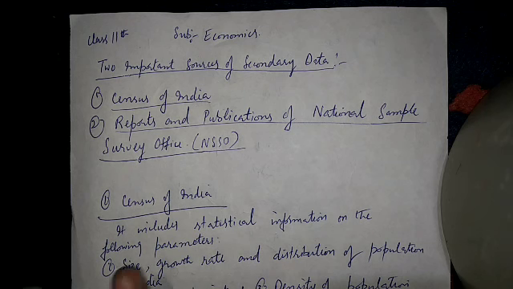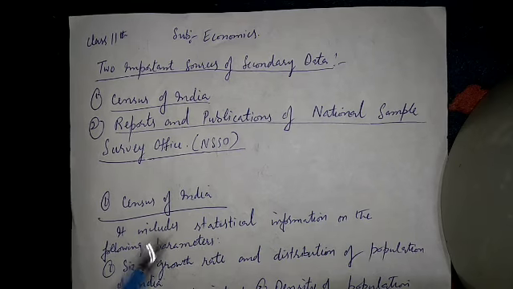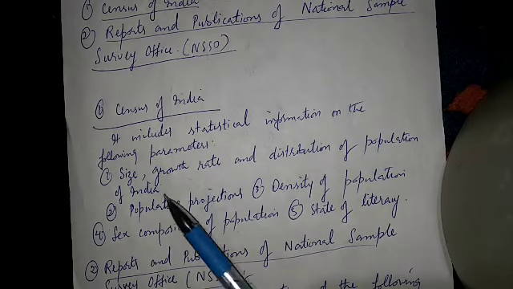So basically, the Census of India is a decennial publication of the Government of India. It's published by the Registrar General and Census Commissioner, India. It is a very comprehensive source of secondary data. It relates to the population size and the various aspects of the demographic change in India. So broadly, it includes statistical information on the following parameters like size, growth rate, and distribution of population in India, population projections, density of population, sex composition of population, state of literacy.